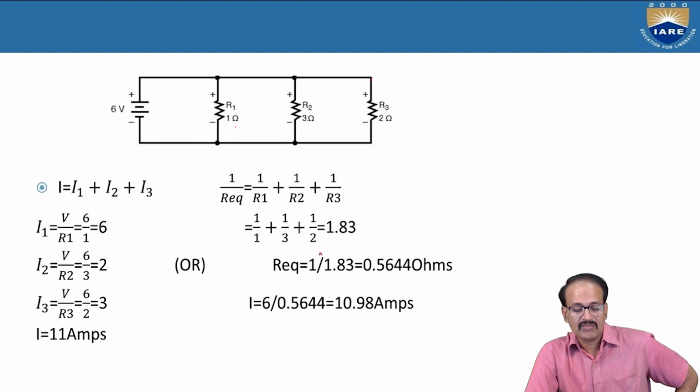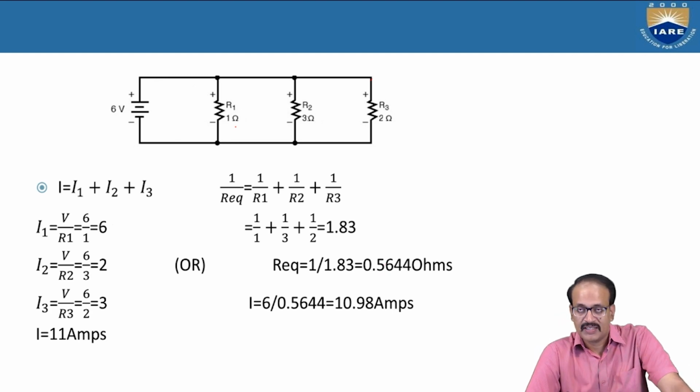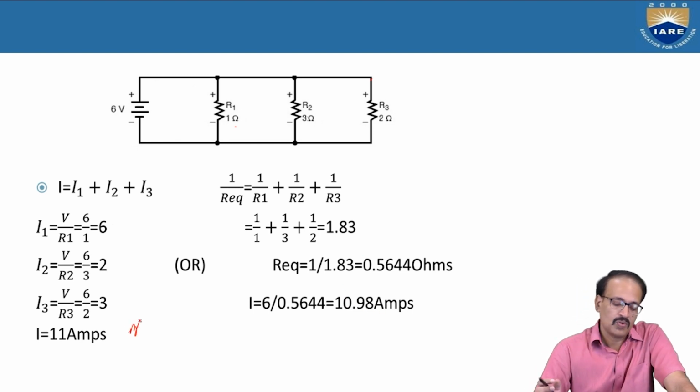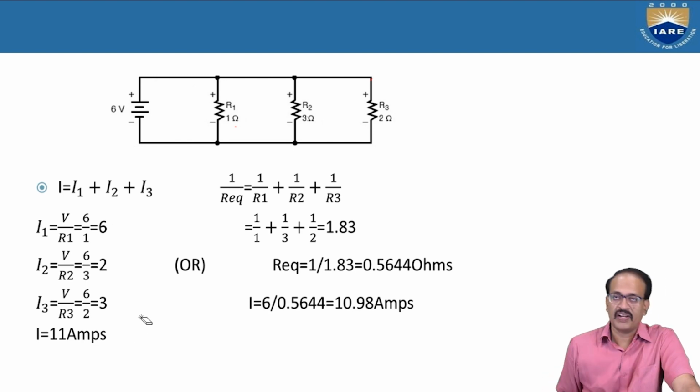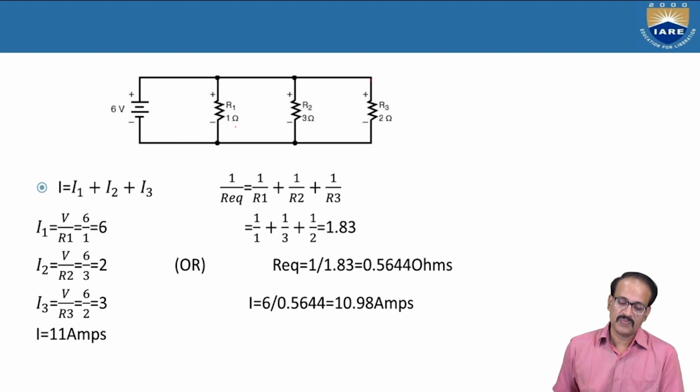So R equivalent is equal to 1 by 1.83, that is equal to 0.54 ohms. Now I can directly find the current I, where the voltage of 6 volts is already there in the circuit. 6 by 0.54, I get 10.98, which is approximately the same. In both ways I can find the current value from this circuit.